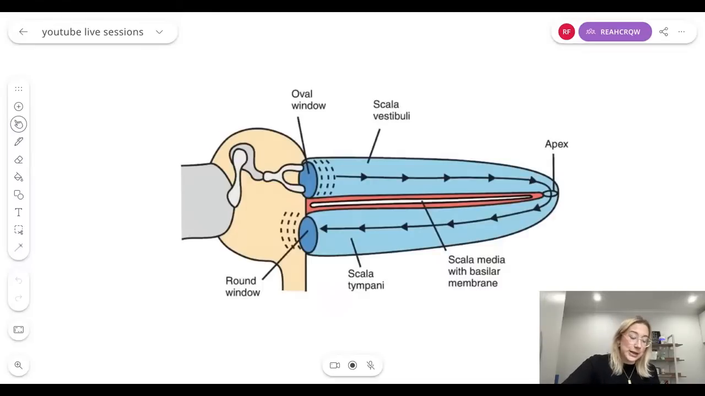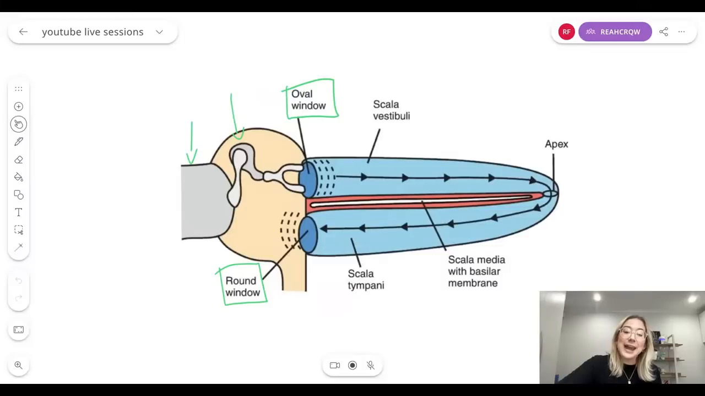So in my diagram here, we've actually got the ossicles, which are these three bones here. I'm sure they look familiar. And then we've got the end of the auditory canal. And we've got the oval window, which is where sound goes into the cochlea. And as I mentioned to you, the excess sound leaves via the round window.